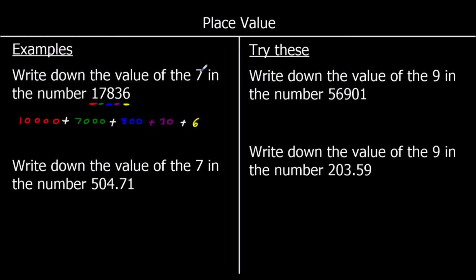So the value of the 7 is the 7,000. So 7,000 is the value of the 7. The 1 is worth 10,000. The 8 is worth 800. The 3 is worth 30. And the 6 is worth 6. So our answer to the question is 7,000s or 7,000.